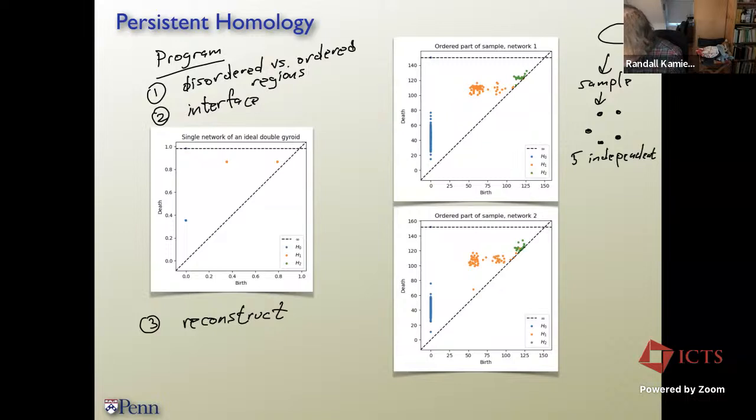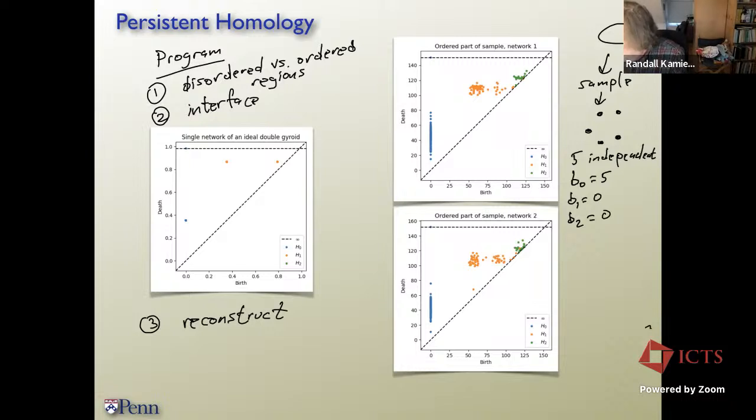I would say that the 0th Betti number is 5 because there are 5 independent domains. The first Betti number is 0. The second Betti number is 0. There aren't any closed loops. There aren't any closed surfaces, and so forth.